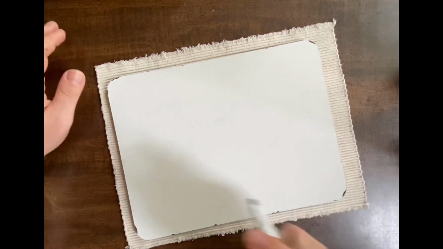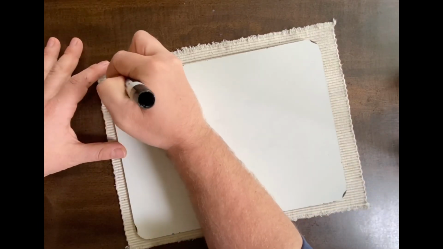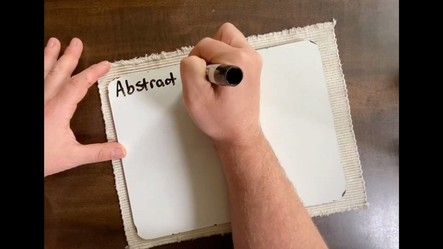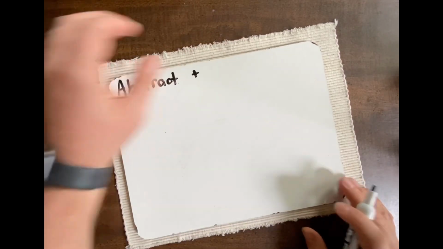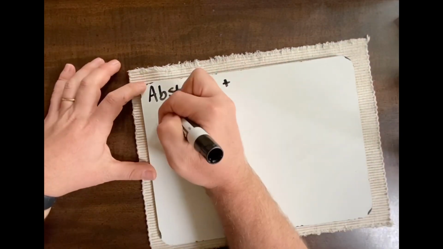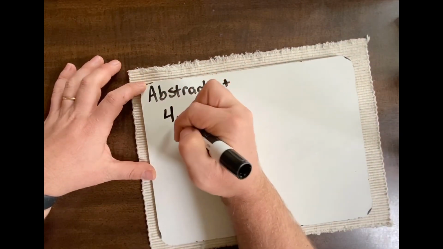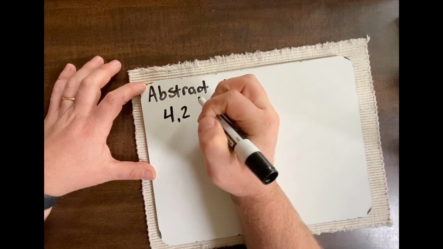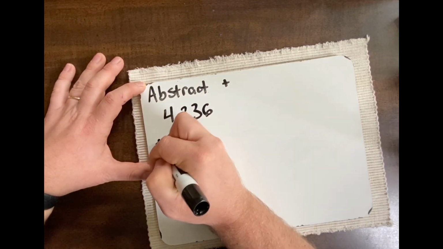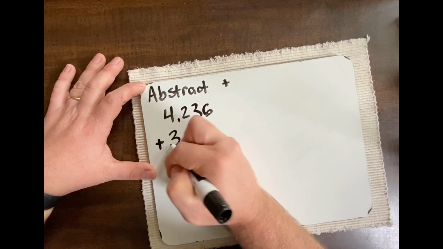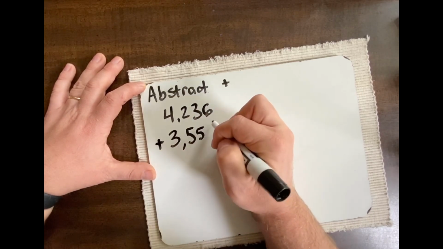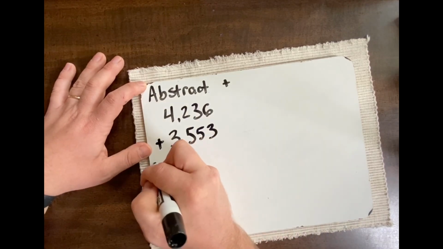Let's look at a few examples. We're going to begin with abstract addition. Now you will see me write this down a few times throughout this lesson, but throughout the entire lesson, I would like you to imagine stamp game. Imagine these numbers as part of a stamp game equation.